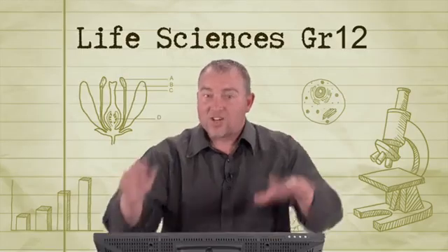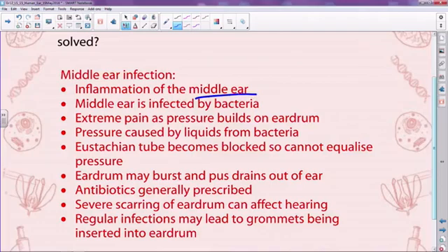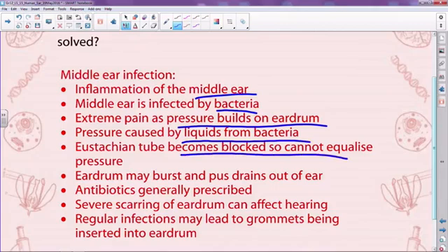So let's have a look at what you came up with. We're going to have a look at this quickly. It's an inflammation in the middle ear, first of all. The middle ear is infected by bacteria. Extreme pain because the pressure is built up on the eardrum. The pressure is caused by the bacteria. The eustachian tube becomes blocked, so it cannot equalize the pressure, which I told you about.